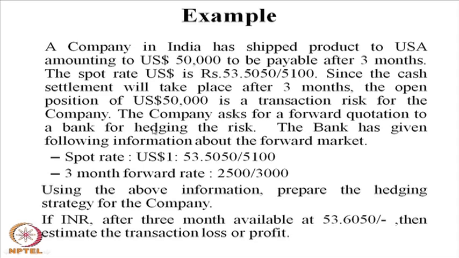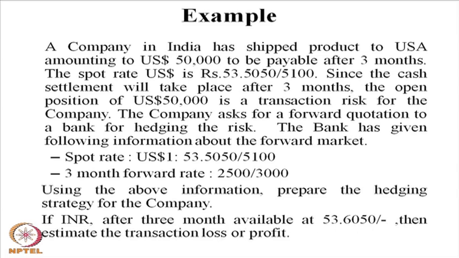The bank has given the following information about the forward market. The spot rate per dollar is 53.5050 and 53.5100. The 3 month forward rate, that is forward points, is 2530. Using the above information, prepare the hedging strategy for the company. If INR after 3 months is available at 53.6050, then estimate the transaction loss or profit.